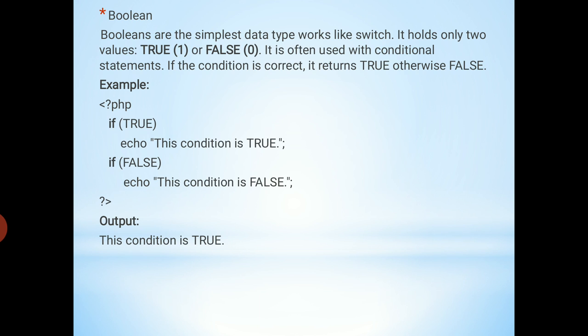Let's see an example of boolean data type. If true, echo the condition is true. If false, echo the condition is false. Output is displayed in web browser. This condition is true.